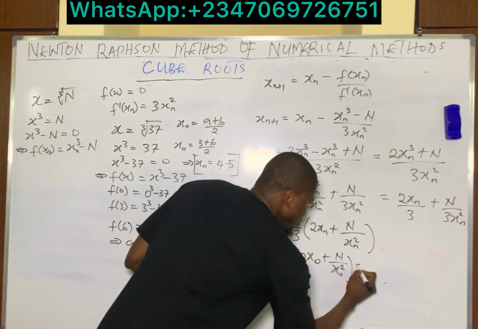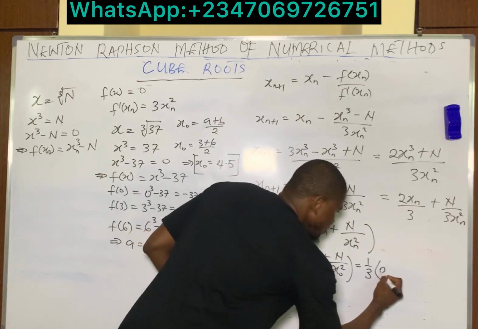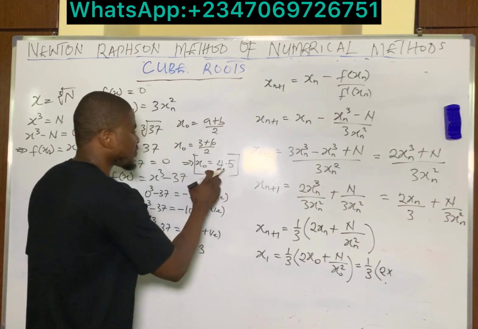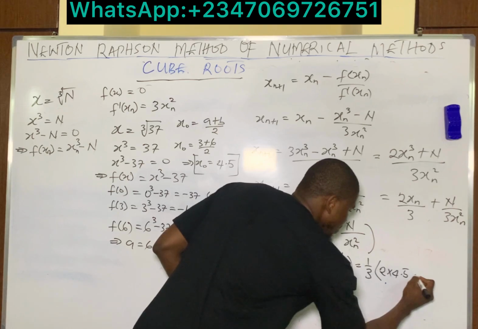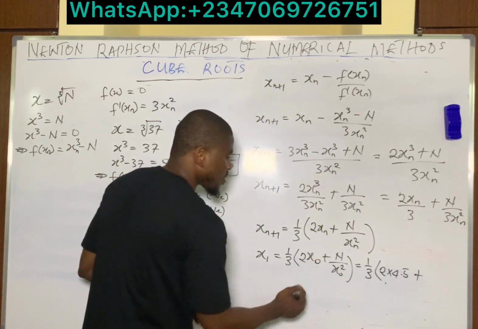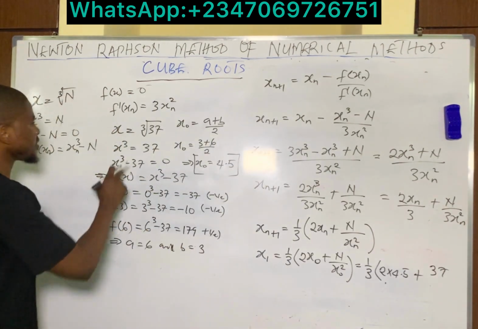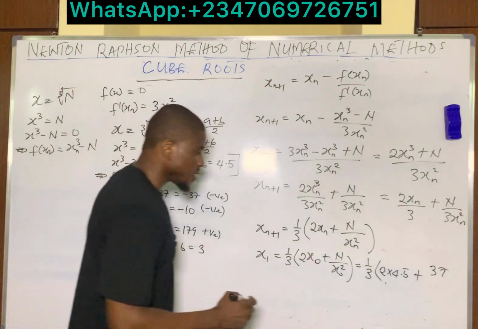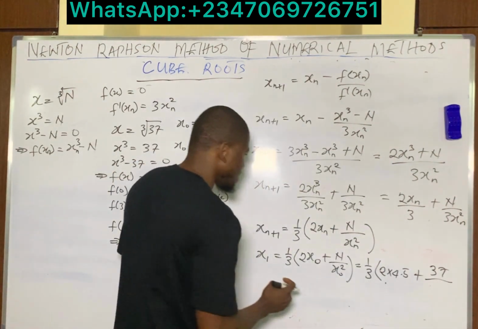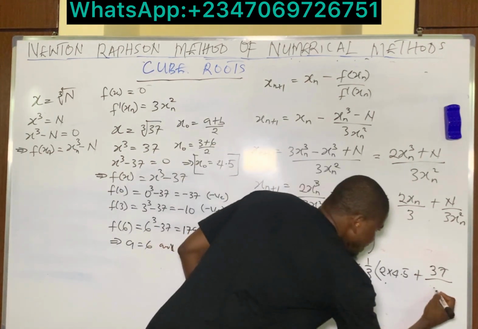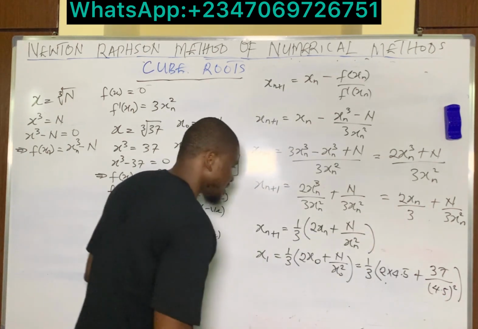So this is going to be equal to 1 all over 3 into 2 times x naught, and x naught itself is 4.5. So we have 2 times 4.5, okay, plus we have n all over, n remains 37, which is the value of which we're looking for the cube root, 37, okay, divide by x naught squared. So we have x naught once again is 4.5. So divide 4.5 all squared. So let's try this and see.